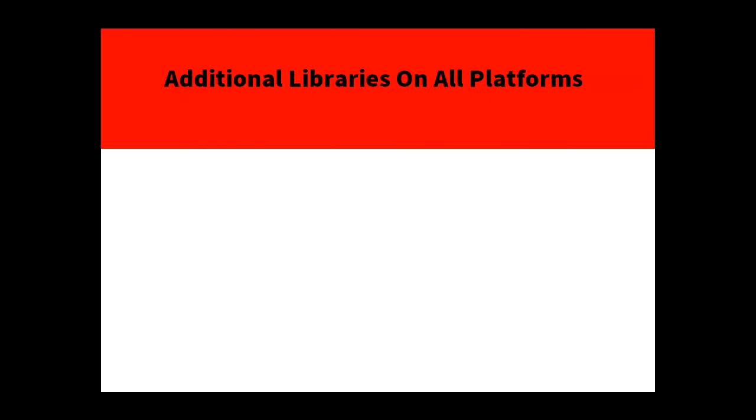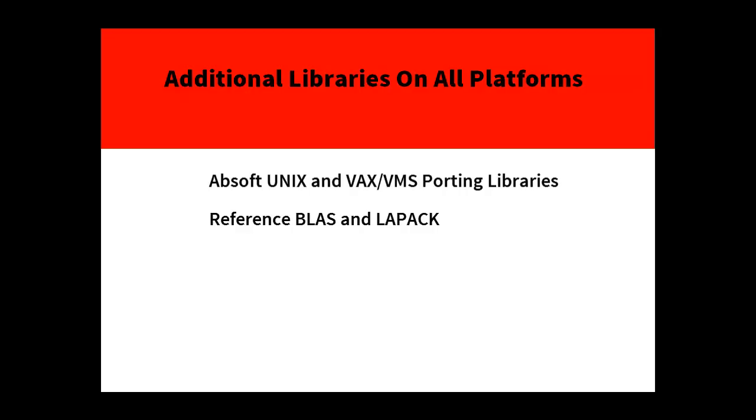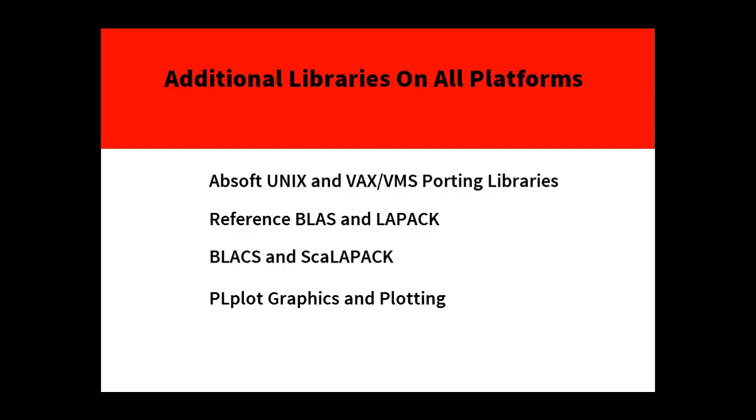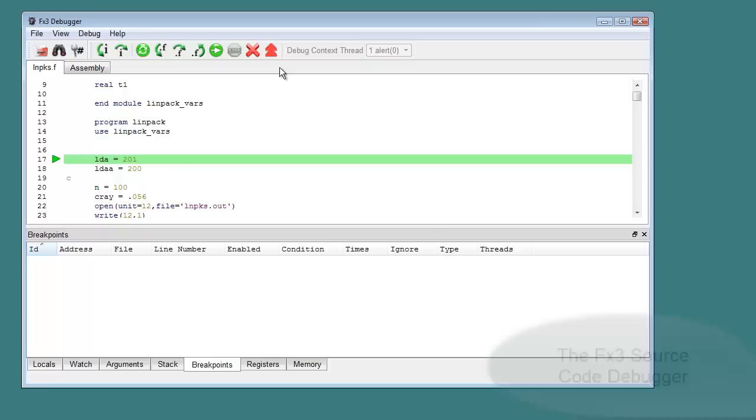Absoft Pro Fortran includes a variety of pre-configured Fortran libraries for application porting and development. Absoft-specific Unix and VAX porting libraries, standard libraries such as BLAS and LAPACK, a pre-built version of an open-source plotting package PLplot, and HDF4 and HDF5 may be used from the command line or added to an Absoft Tools project by selecting a single option.